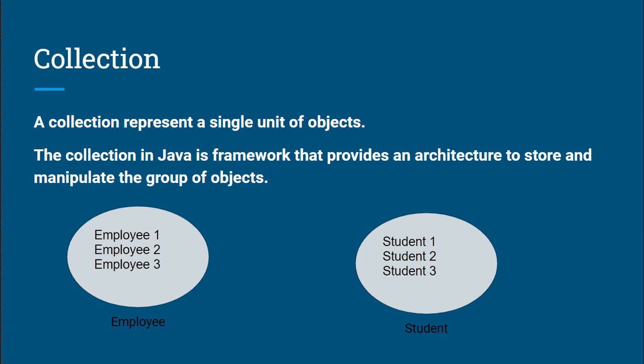So in Java there is a collection framework that is provided to store and manipulate a group of objects. So if you have a group of students you want to store in one object, you can use the collection and store them in one object, and you can manipulate or update it in the future, so that we can do in the collection. So this is all about the collection.